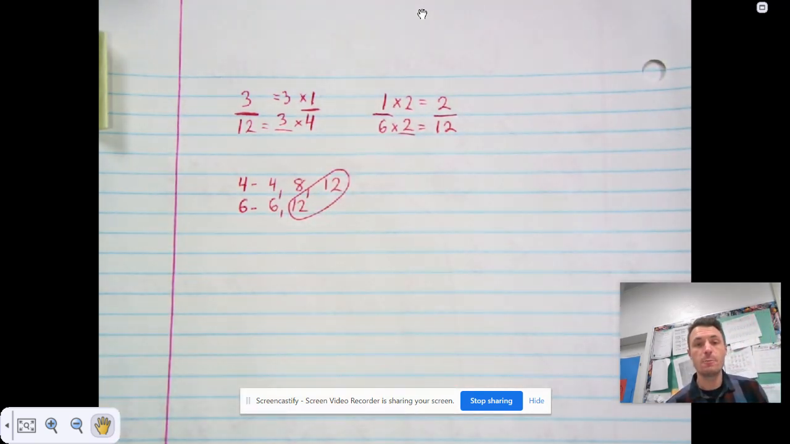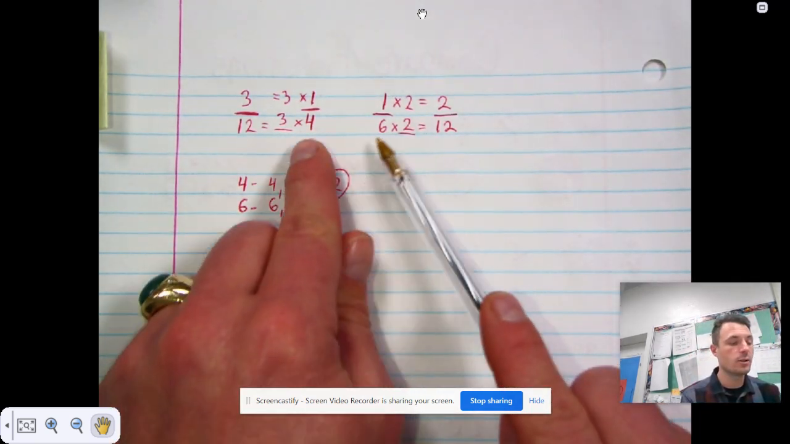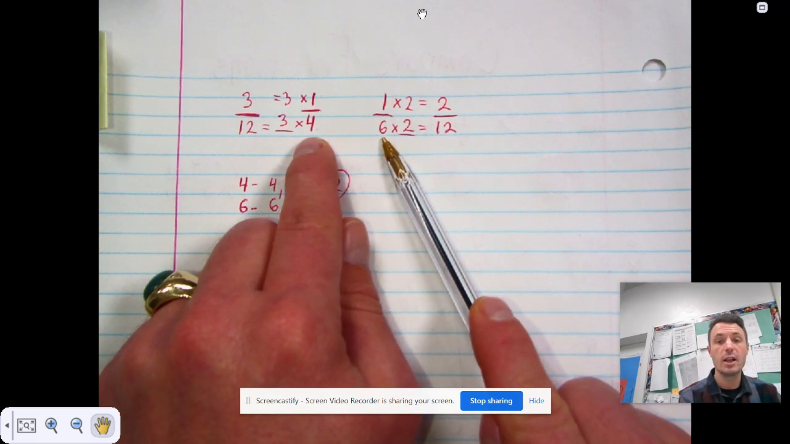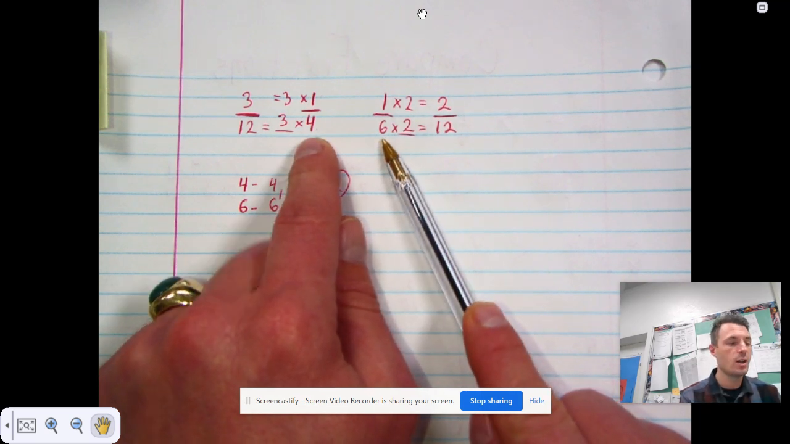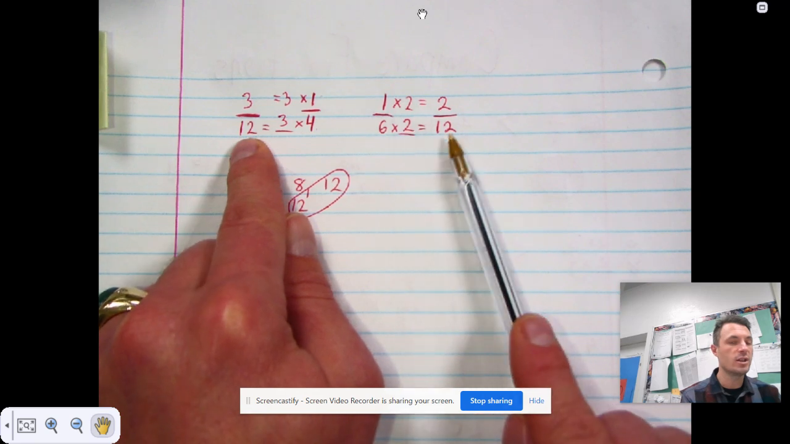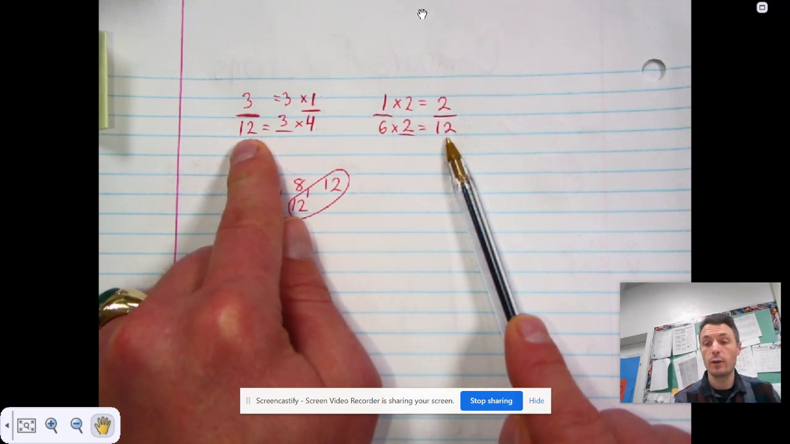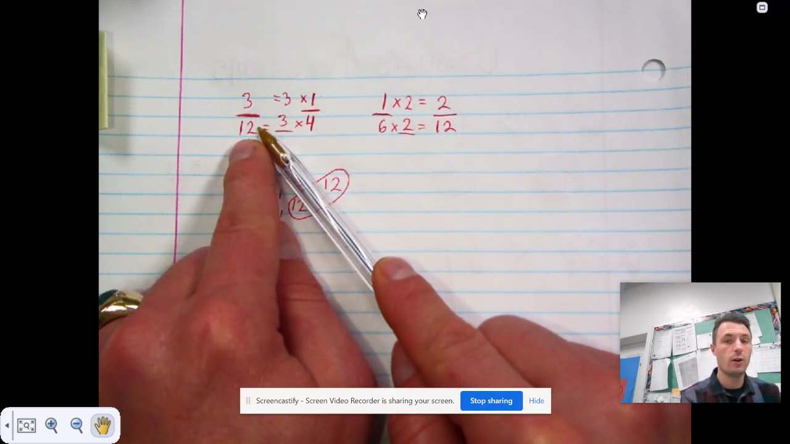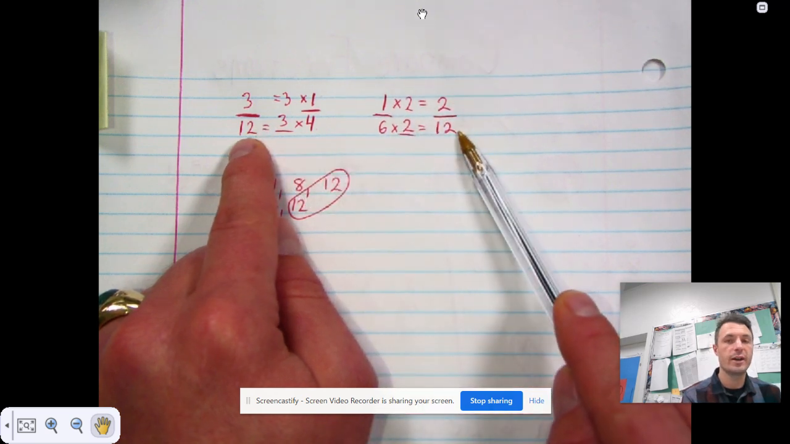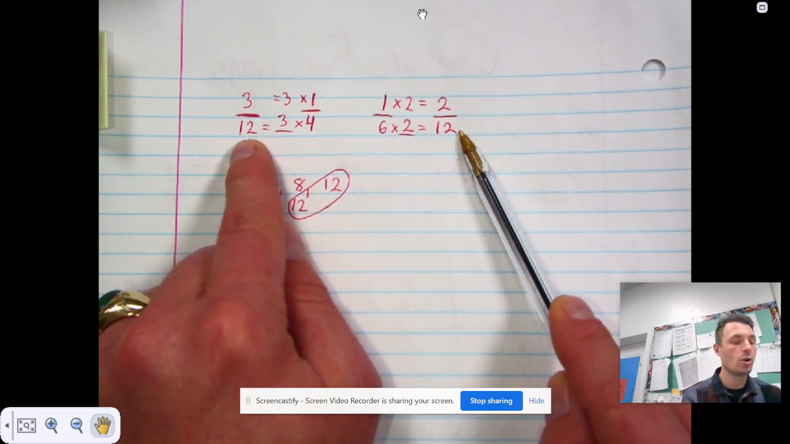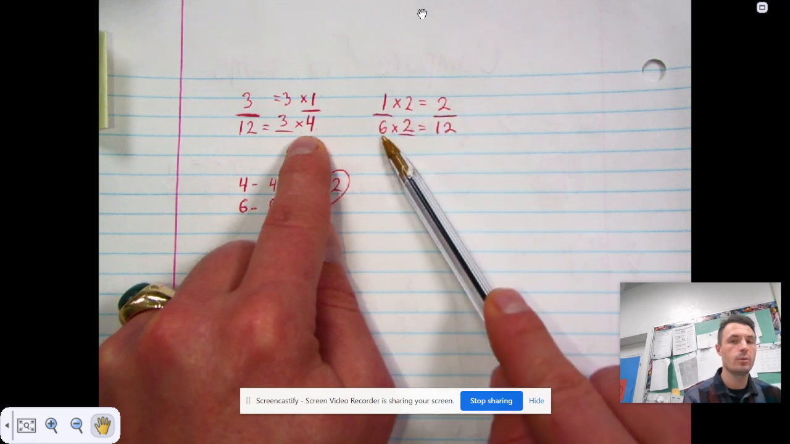Okay, now we can compare these fractions. It's hard to compare 1/4 to 1/6 because they don't have the same denominator, but it's easy to compare 3/12 to 2/12. 3 out of 12 is bigger than 2 out of 12. Therefore, 1/4 is bigger than 1/6.